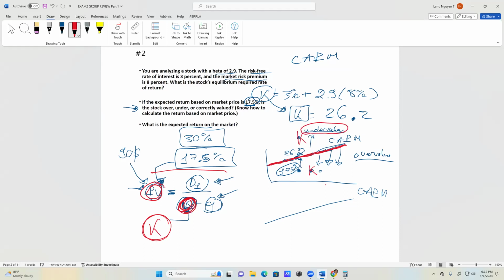Undervalue if the K is above, and overvalue if... well, you guys don't be confused, right? The K up here, I should not use a K. Let's use the R, expected return. If the expected return is higher than the equilibrium return, which is the red line right here, if it's above, that's undervalue. If it's below, that's overvalue.